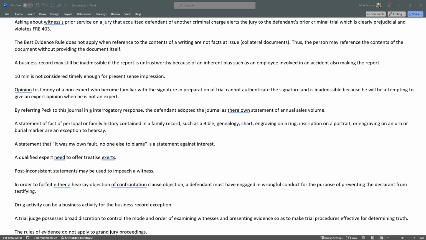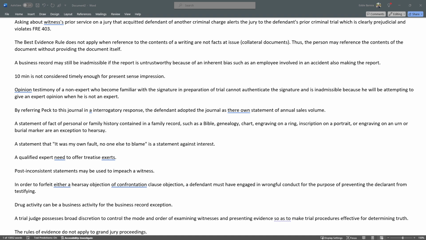A statement of fact of personal or family history contained in a family record, such as a Bible, genealogy, chart, engraving on a ring, inscription on a portrait, or engraving on an urn or burial marker, is an exception to hearsay. A statement that "it was my own fault, no one else to blame" is a statement against interest. A qualified expert can offer treatise excerpts.